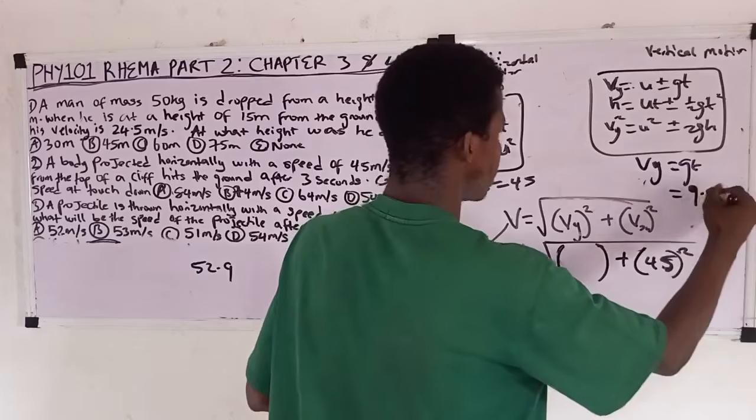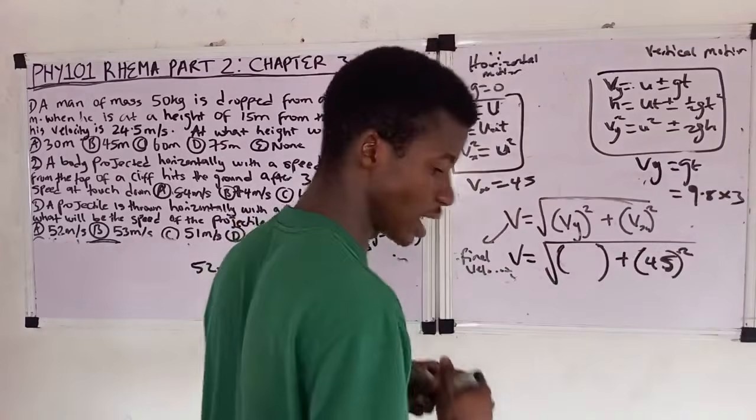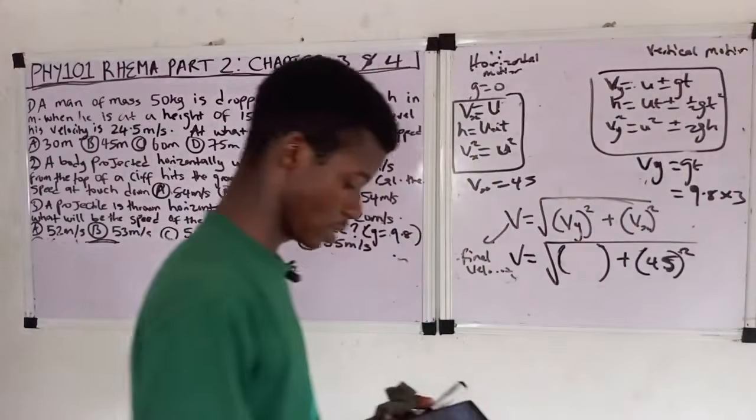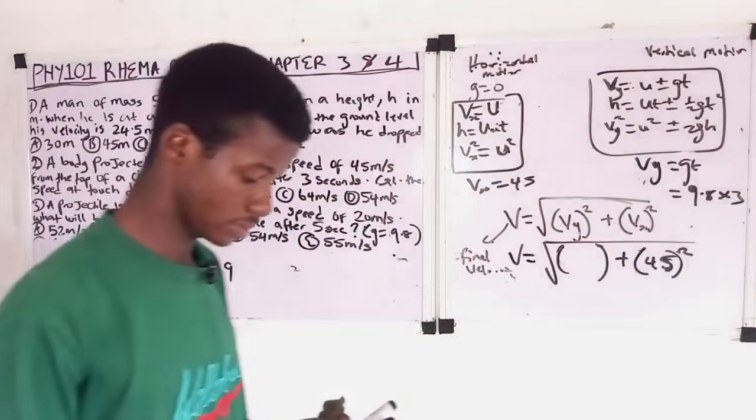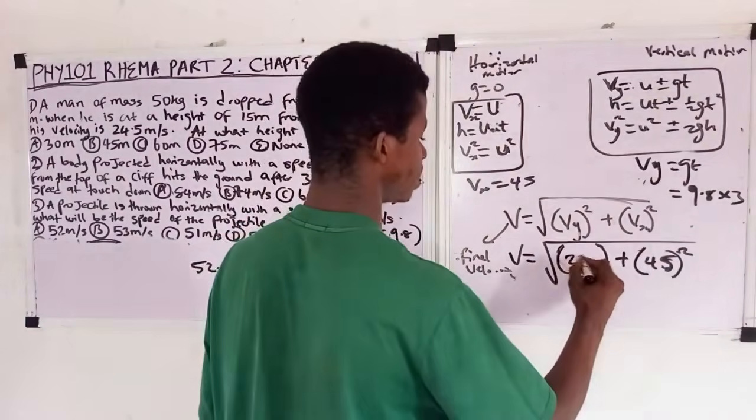g is 9.8. Then the question time is what? 3 seconds, right? So 3. Let's do it. 9.8 times 3. Okay, 9.8 times 3 is 29.4. So Vy is 29.4.